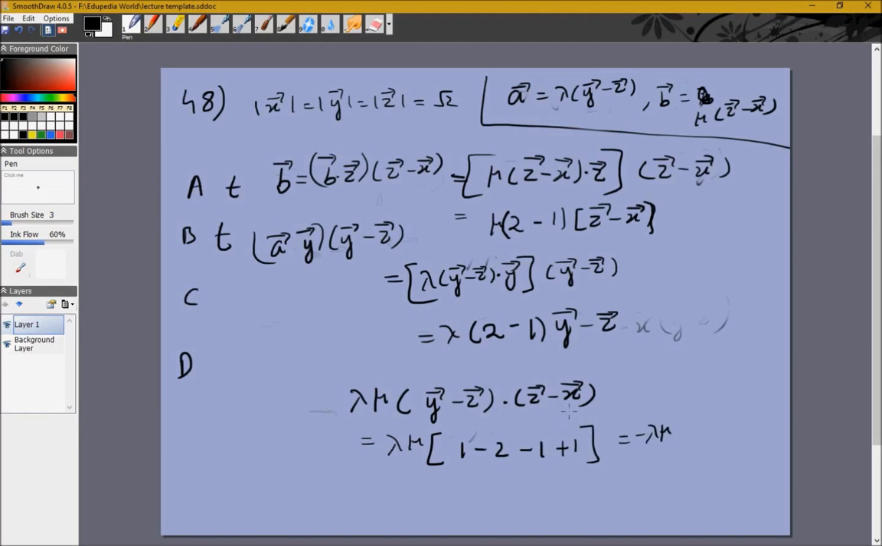Let's see what the right hand side is: a minus of a dot y times b dot z. So a dot y is equal to lambda times y minus z dot y, which is equal to lambda times y square is 2 and y dot z is 1, so 2 minus 1, which is 1. So a dot y is lambda. Similarly, b dot z is mu, because it is mu times 2 minus 1. So minus a dot y times b dot z is minus lambda mu, which is again this. So option C is also true.